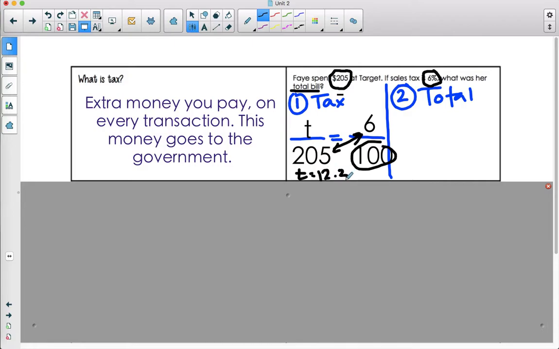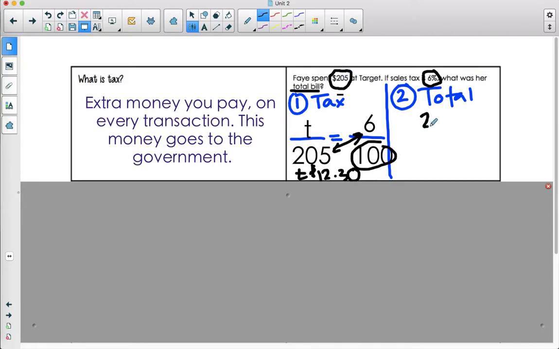When we write 12.3, that is a decimal. But when we're talking about money, I always need two decimal places. So I have to add a 0 to the back of this because 0.3 is the same thing as 0.30. Now we can put our label. T equals $12.30. So we're going to spend $12.30 on tax. But the question doesn't ask how much she spent in tax. The question asks what was her total. So our second step is to find our total, and total is a clue word for adding. So I know we're going to have to add these two numbers together.